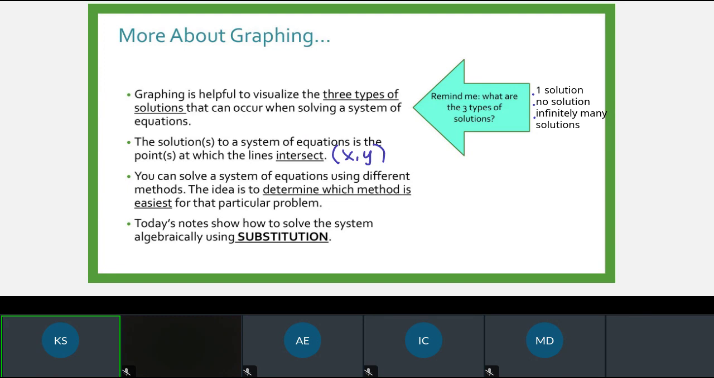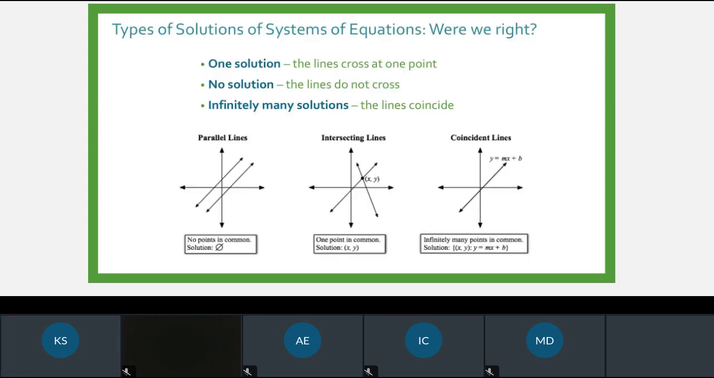You can solve systems of equations using different methods, though. Graphing is not the only way. And like we saw on the previous slide, sometimes graphing is not the best way, because what if our solution is not a whole number? Today, we're going to show you how to solve systems using substitution. Here are the types of solutions again, just a reminder: one solution, no solution, or infinitely many.